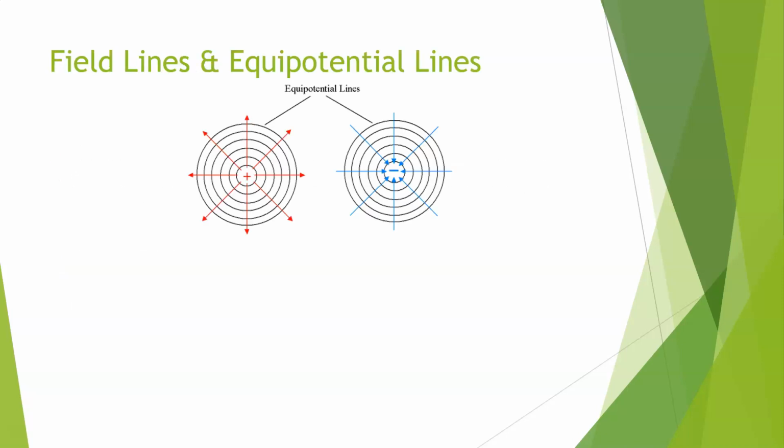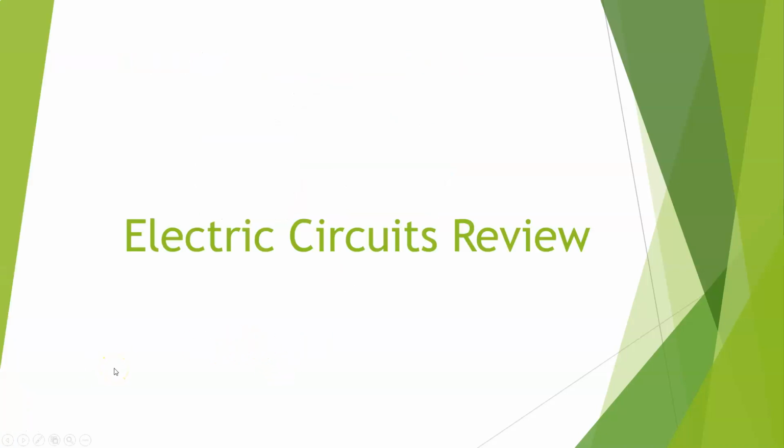The other thing I did want to point out is how field lines and electric potential lines relate to each other. So on the left we have a positive charge, and we see that the field lines are pointing away from it. Those concentric circles you see around are the equipotential lines. So everywhere along, for example, this outer circle has the same potential. The other thing to note is that the equipotential lines are perpendicular to the electric field lines. And our final review will be circuits.